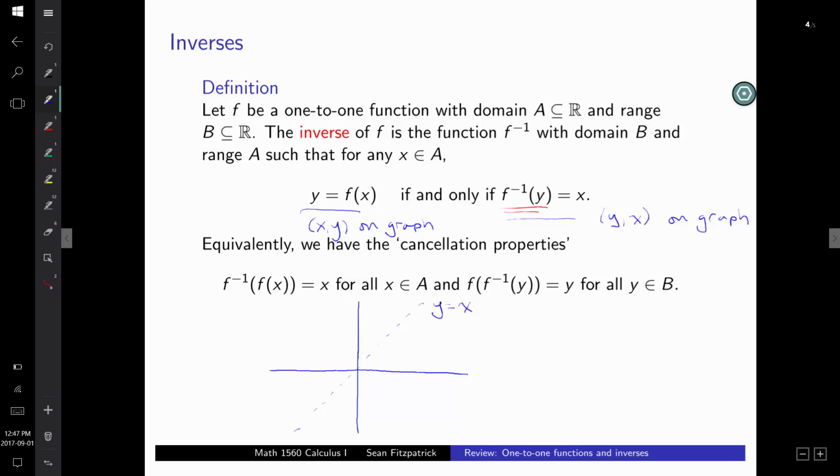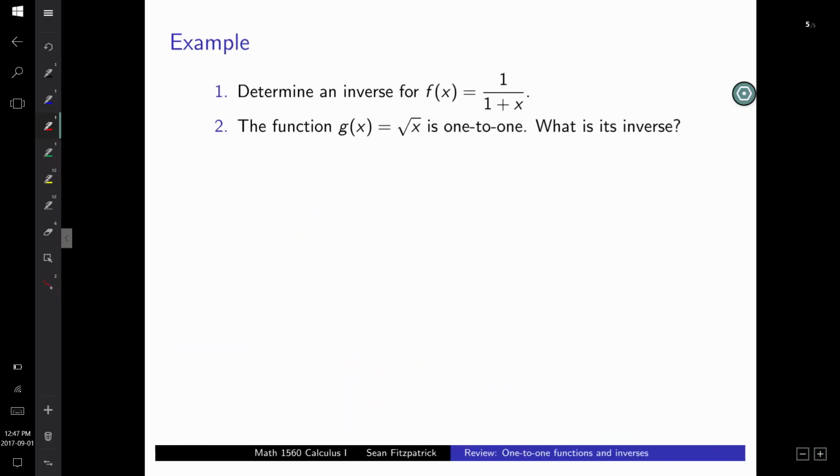So if the original function, I don't know what it looks like, maybe this is your y equals f of x down here, then the inverse is going to be the mirror image of that, so it might look something like this. Okay, they're both reflected across this line, y equals x. So let's see how you figure this out. Here are a couple of examples.